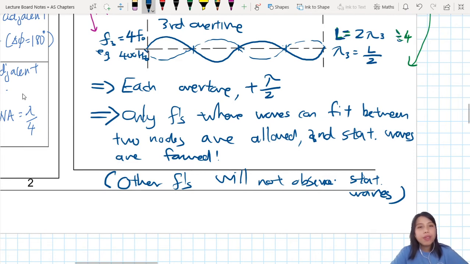Okay, so these are a few facts. Remember, each time you go up an overtone, you're adding half a wavelength, and only certain frequencies can fit inside a string. So you have those natural overtones of a string.